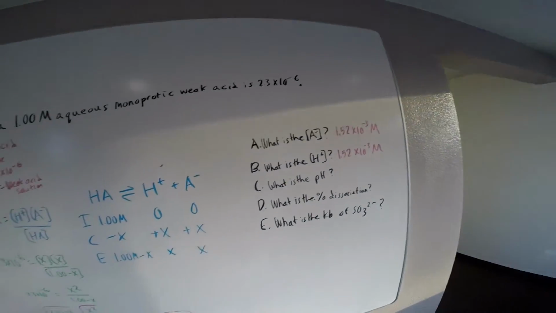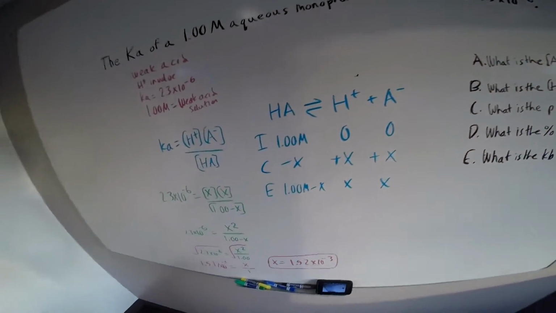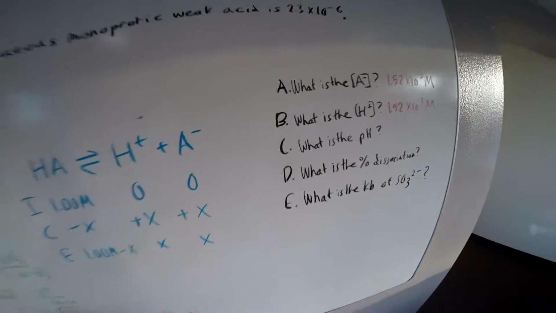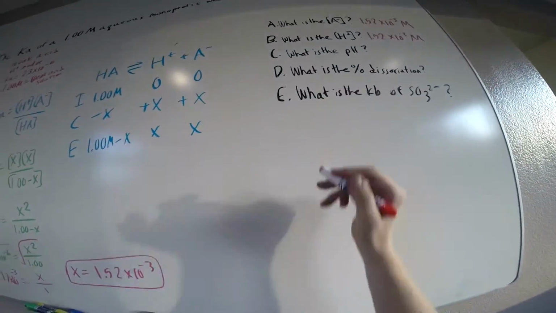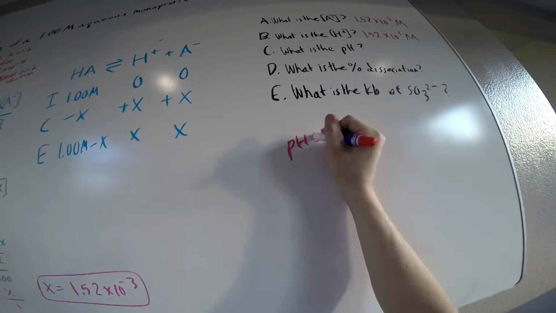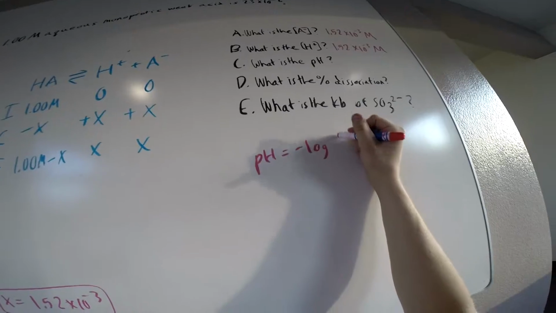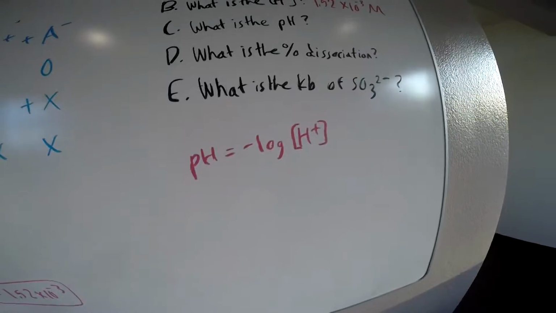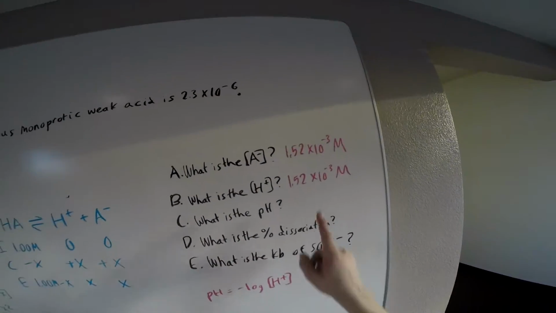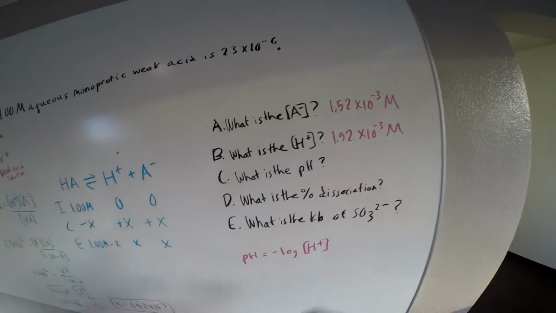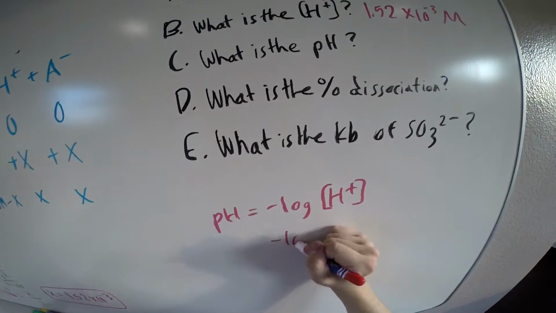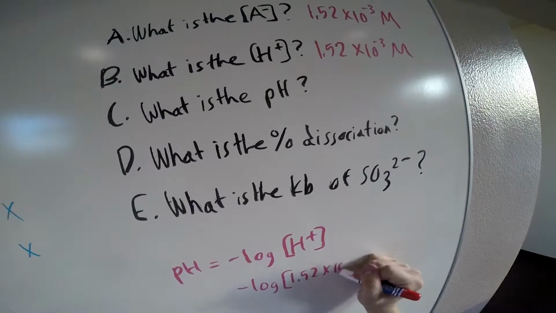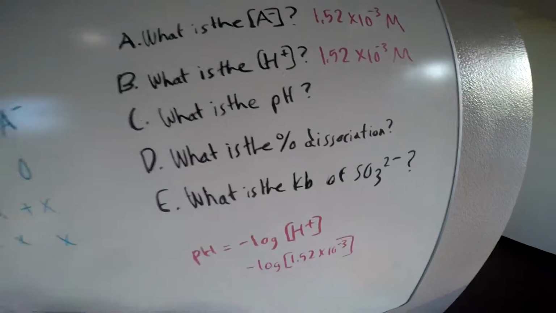But we've only answered 2 of our 5 questions. So the next question is, how do we find pH? Well, the generic form for finding pH is pH is equal to the negative log of the H plus concentration. Now, the H plus concentration, we just solved for that. So we can take this number and plug it in. So we'll do negative log of 1.52 times 10 to the negative third, and that's concentration.